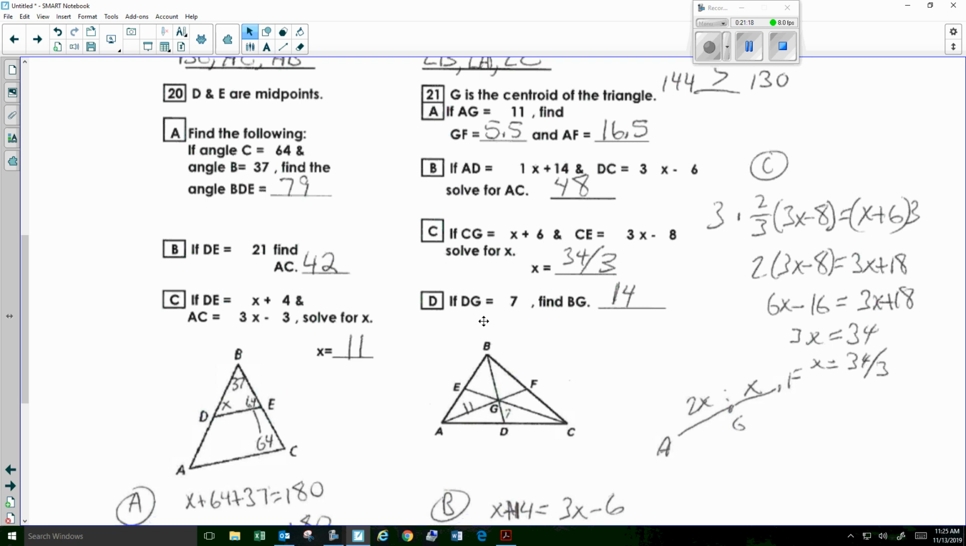And lastly, DG is 7. Find BG. Well, we know the small piece is half of the longer piece right here. So that makes that 14. And of course, it's also 1/3 of the whole. And 7 over 21 is 1/3. If we add the 14 and 7 together for 21, then 7 is 1/3 of the whole. All right, that answers all the questions.